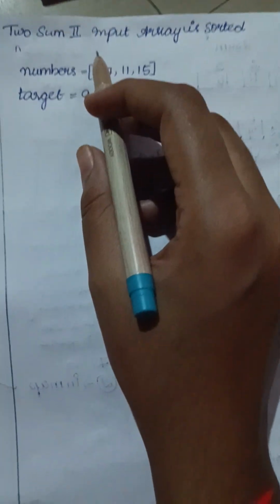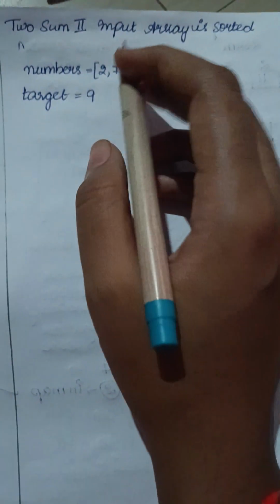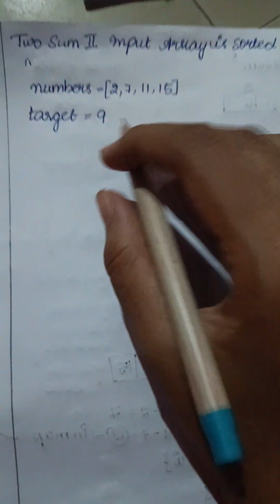Okay friends, so today we are going to see the Two Sum II - Input Array Is Sorted problem. It is a LeetCode question, a medium question, which today we are going to solve.